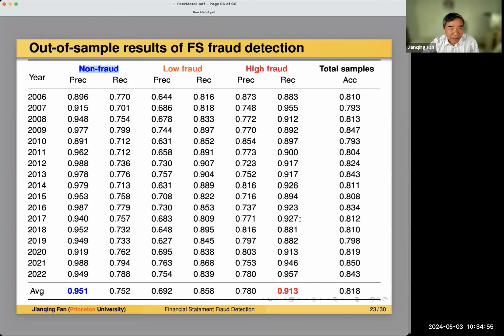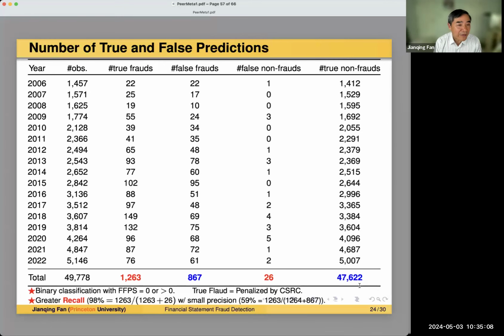So this average is 81, and this is the area under the curve, which is pretty decent, right? Much bigger than 50%. So this is the area under the curve for our methods. So now let's look at the outcome, right? The number of true and the false predictions.